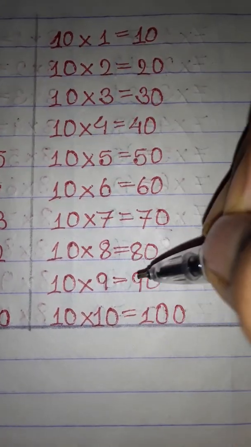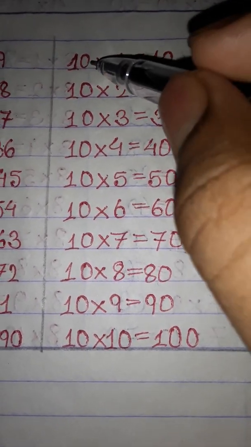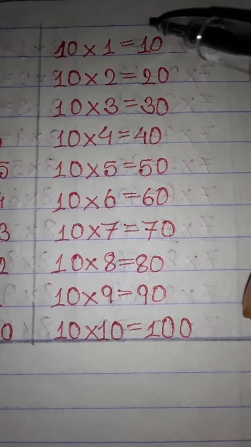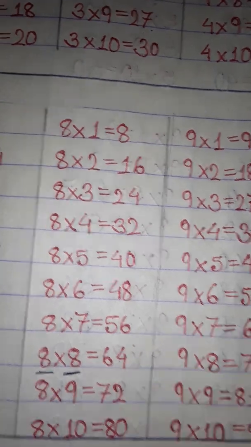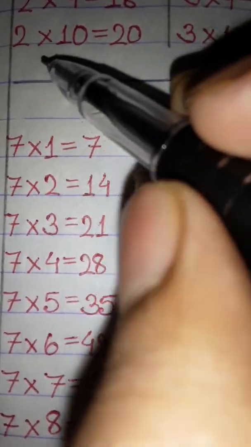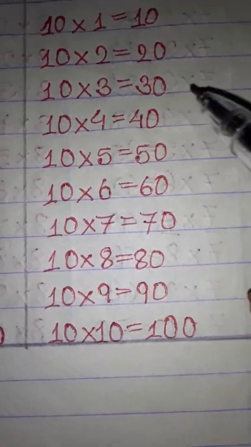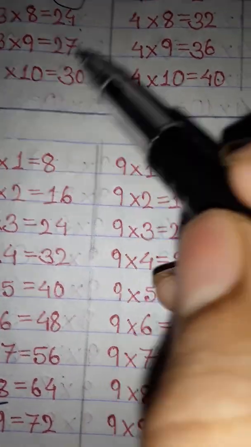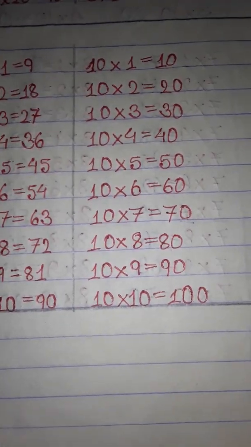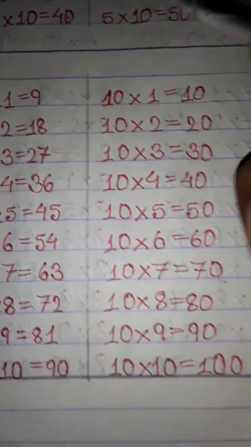This is also very easy, like the multiplication table of 5. For this you have to just remember 10 into 1 is equal to 10 and 10 into 2 is equal to 20. Like in here you may see 2 into 10 is the same as 10 into 2 is equal to 20. So in here also 10 into 3 is equal to 30, like in the multiplication table, 3 into 10 is equal to 30. Next one is 10 into 4 is equal to 40, like the multiplication table of 4 into 10 is equal to 40.